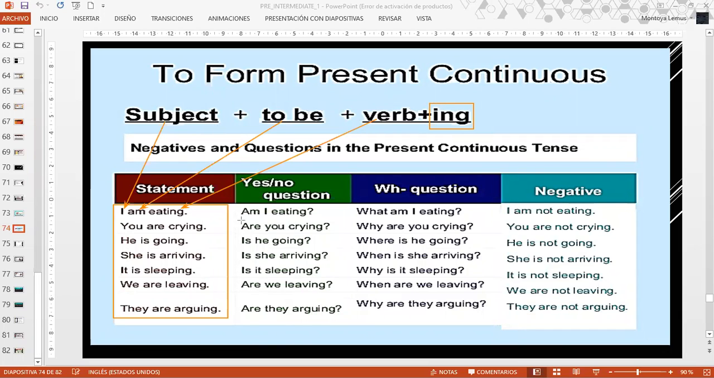In questions, we only switch the order between the subject and to be. We switch the order. You first write the verb be. Look, am, are, is, are. And later, the subject. I, you, he, she, it, we, and they. Okay, this is the order for yes, no questions, okay?